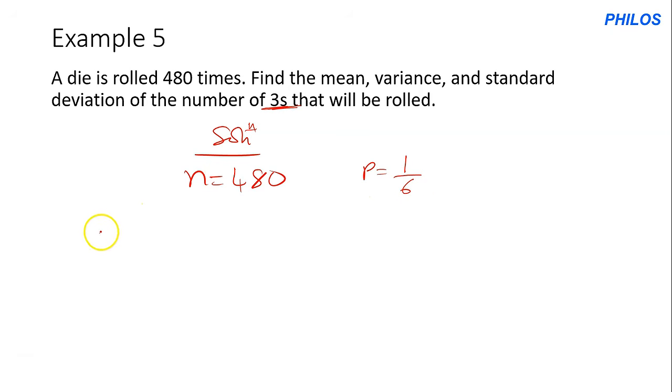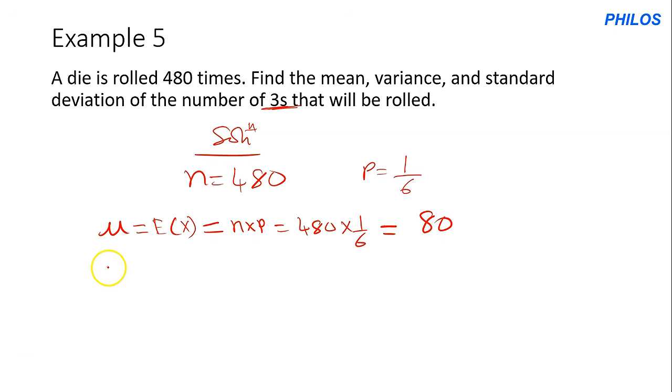So to answer the question, the mean, which is the expected value of x, should be equal to n times p, which is 480 times 1/6. 480 times 1/6 will give you 80. Then to find the variance, this is how we write the variance. This symbol is called sigma. It's a Greek letter, a small letter sigma. This is a capital letter sigma, and this is a small letter one. So sigma square is the symbol for representing variance.